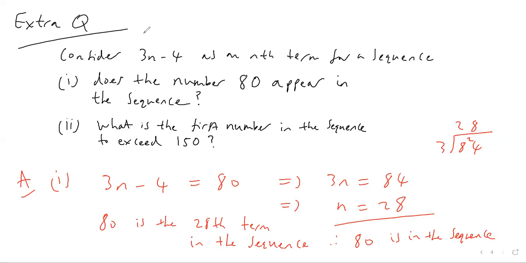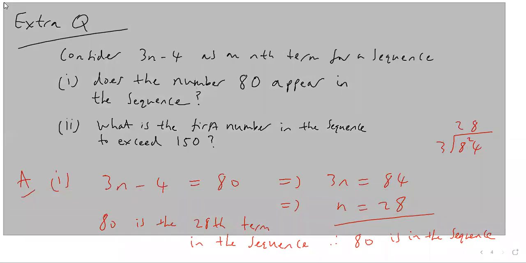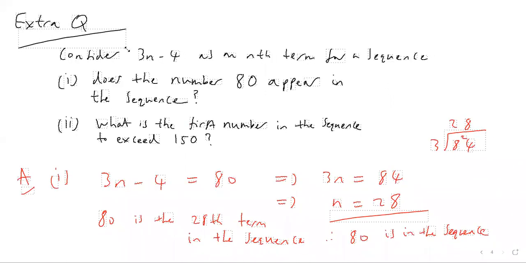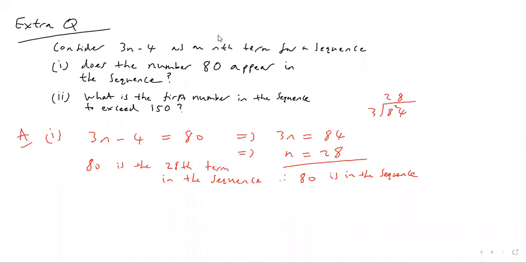And then the next question, so what is the first number in the sequence to exceed 150? Okay, so again, for this one, we're going to use that formula 3n minus 4. And we're going to set this formula 3n minus 4 to be greater than 150. And we're just going to solve the inequality. So add 4 to both sides, we get 3n is greater than 154. Divide both sides by 3. Again, just going to use a bus stop method for this.